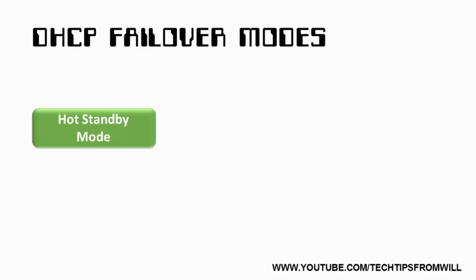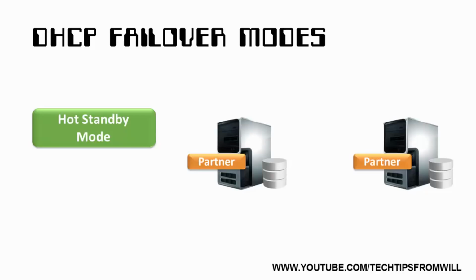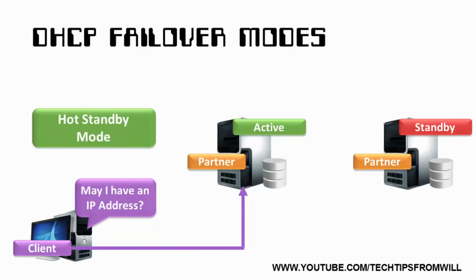The second mode is hot standby mode. Hot standby mode is in many ways the opposite to load balancing mode. With hot standby mode, one of the partner servers is dubbed the active server, whilst the second partner is known as the standby server. The active server is, by itself, solely responsible for leasing IP addresses to clients. In other words, every client computer that requires an IP address will contact the active server. In short, the active server is doing all the work.